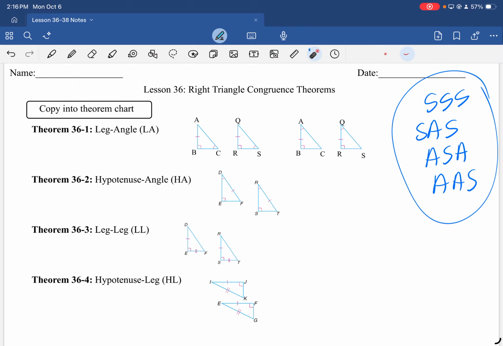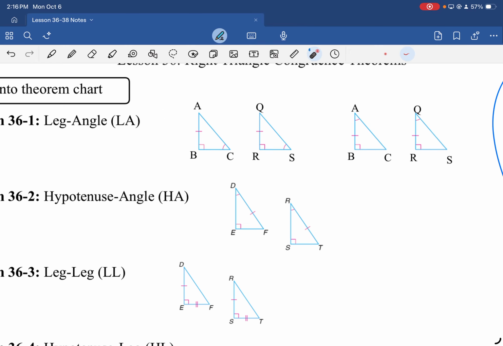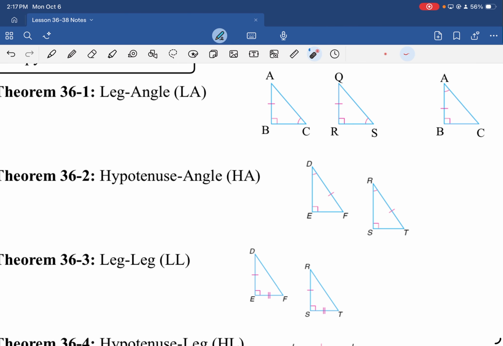Now you'll notice the diagrams over to the right of each theorem. You notice right here, we have a leg and we have an angle. We have a leg and we have an angle. That's why it's called leg angle. And it might be the other angle. See here? Leg, angle, leg, angle. And remember, these only have to do with what kind of triangles? Right triangles. Very good.